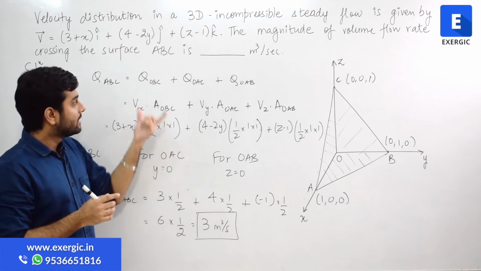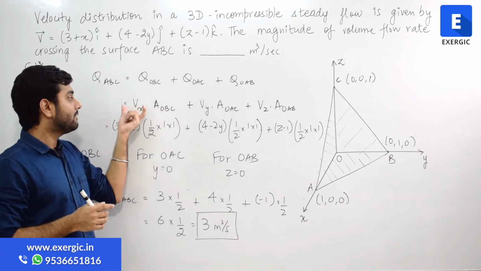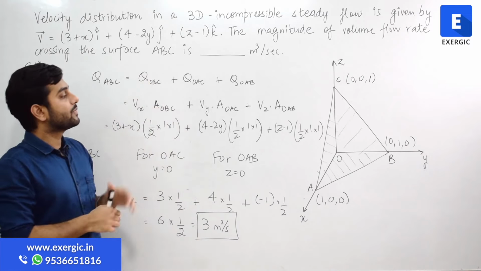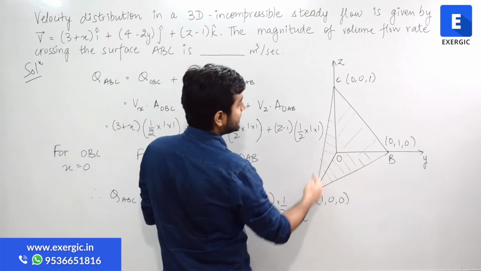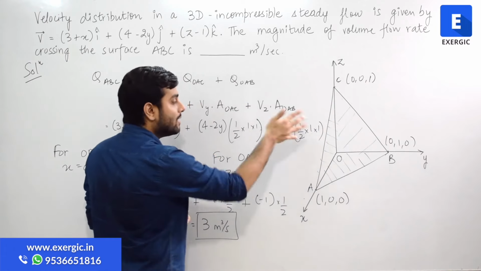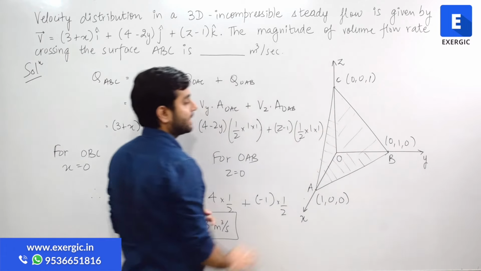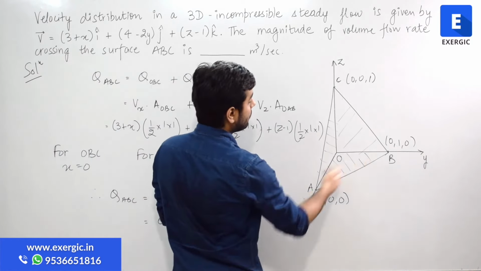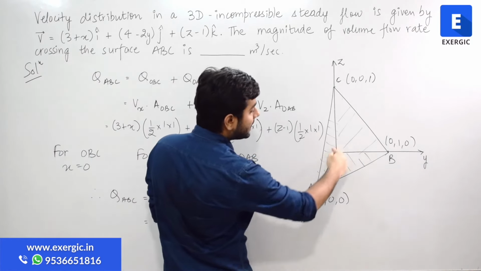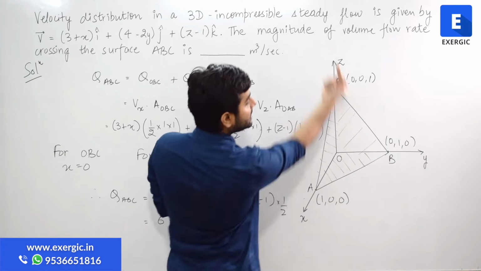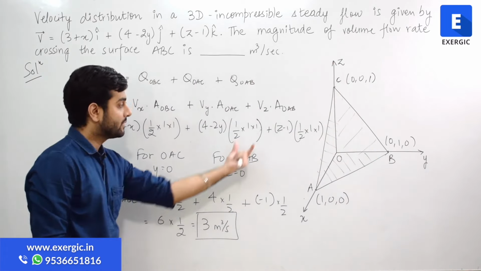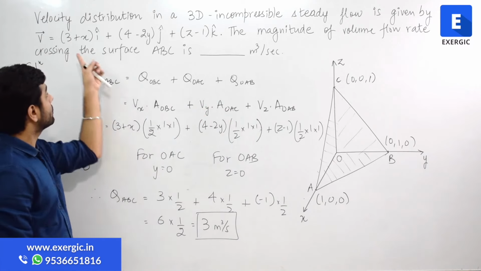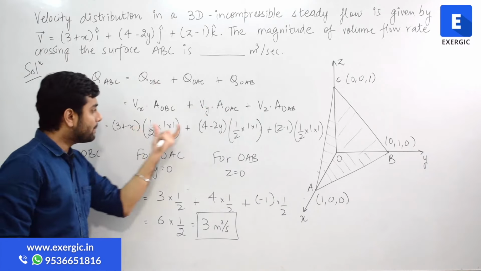Got my point? So Q of OBC will be velocity multiplied by area: Vx times area of OBC. Discharge through OAC will be equal to the area of OAC multiplied by the velocity in the Y direction. Similarly, discharge through OAB will be equal to the area of OAB multiplied by the velocity along Z direction. Vz, Vy, Vx: we already know the velocity components in X, Y, and Z. Simply put them here.